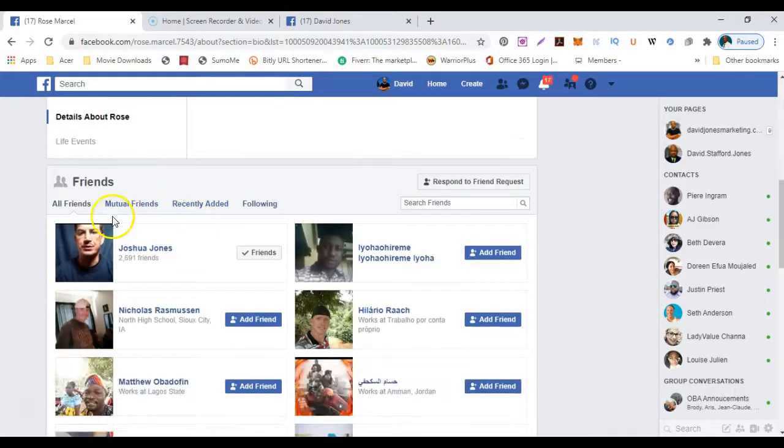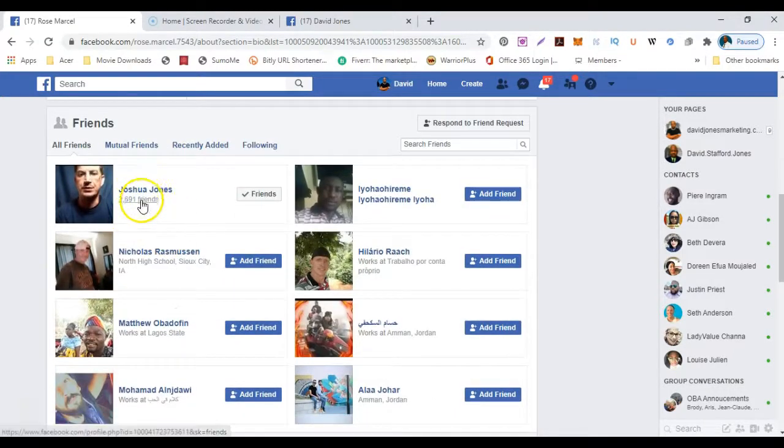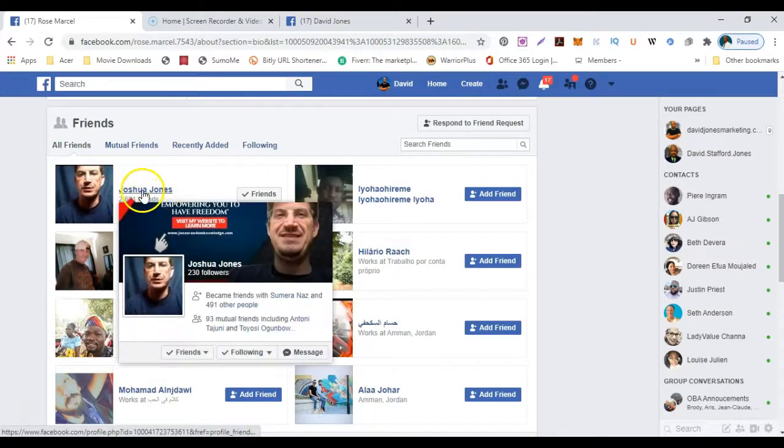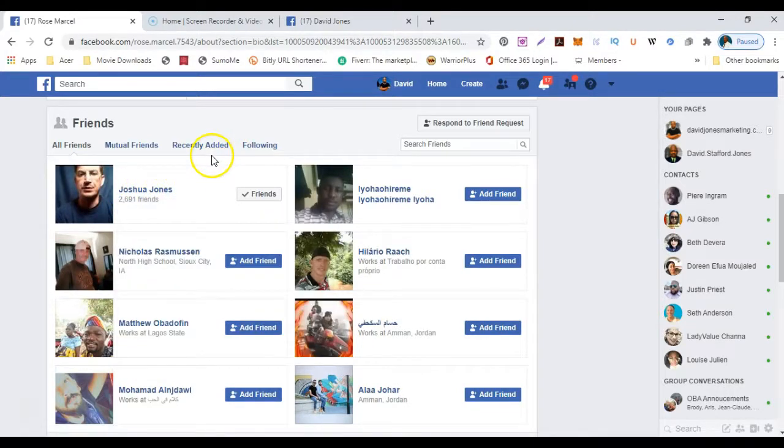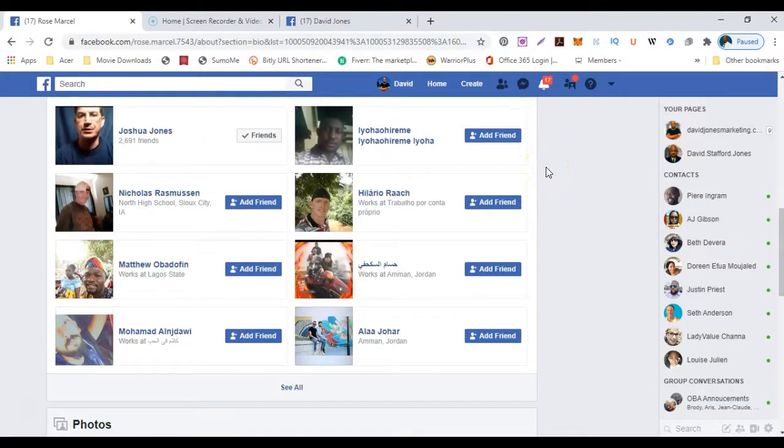When we look at her friends, there's one person that she is friends with that's also friends with me. That's this guy here, Joshua Jones. Now what you could do in a case like this is send a message to Joshua Jones to ask him a little bit about the person who now wants to friend you and see what his experience has been like, so you'll know if it's a safe bet. But let's look at some of her other friends.